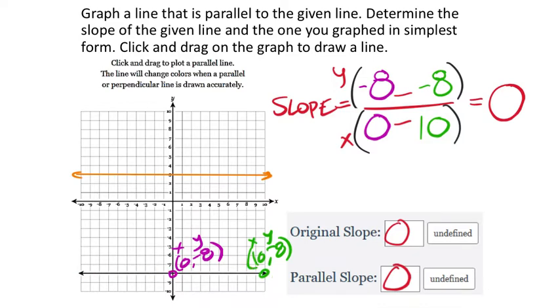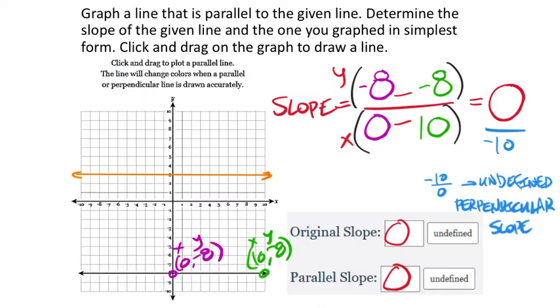Now, I know it didn't ask for this, but if it wanted a perpendicular slope, you'd have to look at this as 0 over looks like -10, right? Well, you could flip that to make it -10 over 0, which would just be undefined in that case. So again, that's a hypothetical, but your perpendicular slope would be undefined. We didn't need it, but again, it's just a quick review there.